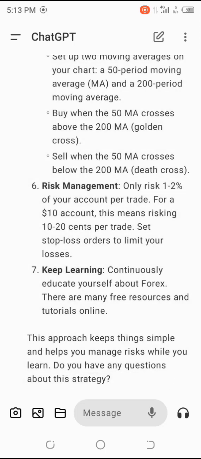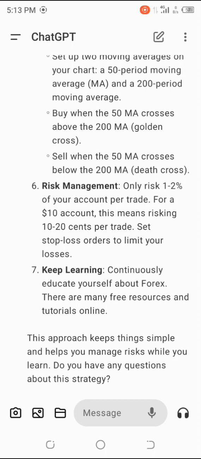Continuously educate yourself about Forex. There are many free resources and tutorials online. So he said I should also invest in knowledge. I should invest in learning, because learning does not have to stop. I am a newbie, I'm starting out. I don't have to just rely on the level I am or what I know now. There are so many things to know, you understand? So I should keep learning. I should keep searching for knowledge and applying them to the chart.